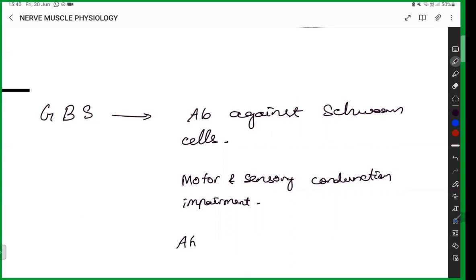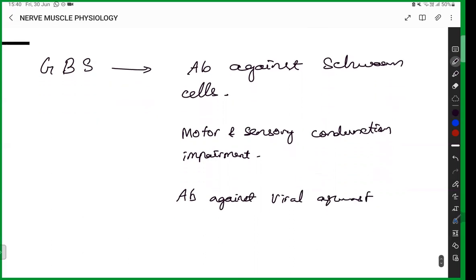First, antibodies are produced against the viral agents, but it is going to mimic. Therefore, this produces antibody against your Schwann cells. Because of the antibody produced against the Schwann cells, there is going to be demyelination. So this is a post-infection immune sequela actually.